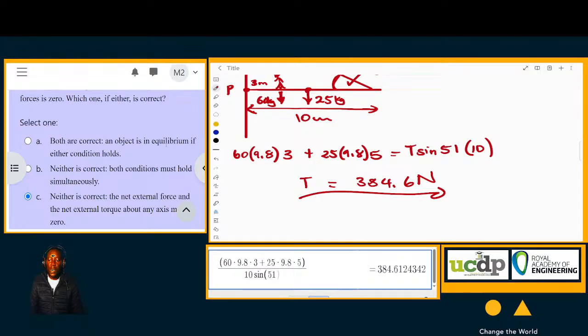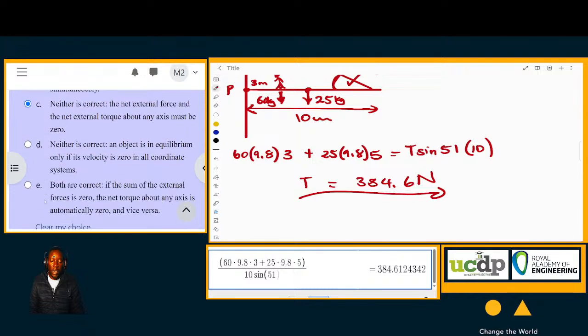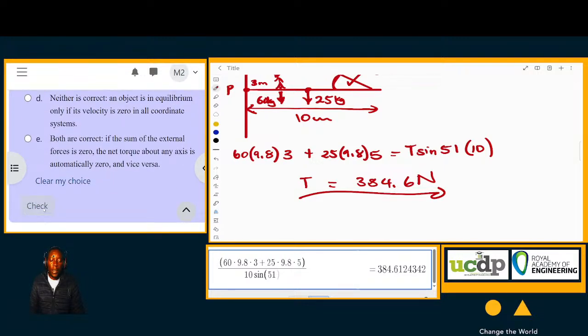Both are correct, and an object is in equilibrium if either condition. It's not about either. If both conditions are met, both conditions should be met. So that should be C.